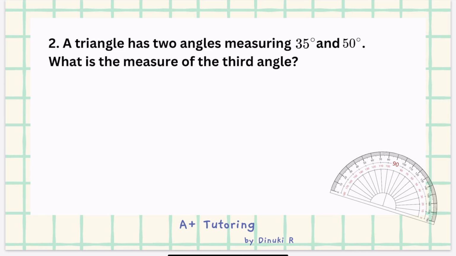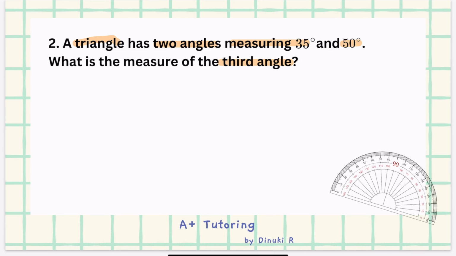Okay, now that you've had a chance to read through the question, let's go through it together. A triangle has 2 angles measuring 35 degrees and 50 degrees. What is the measure of the third angle? So, we've been told that 2 of the angles in a triangle measure 35 and 50. All we have to do is figure out the size of that remaining angle.